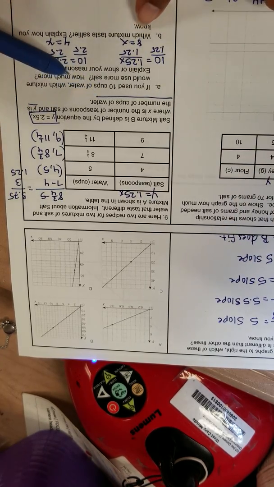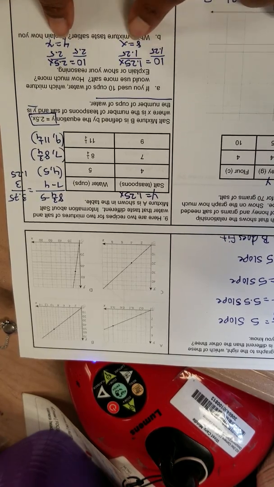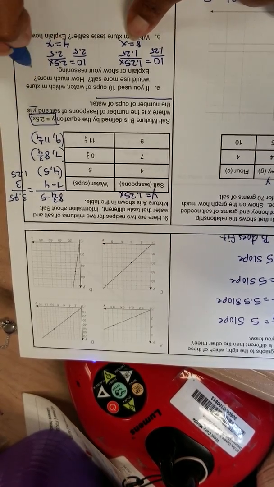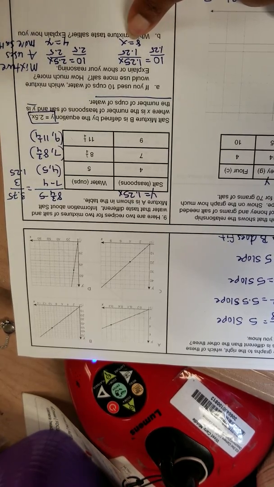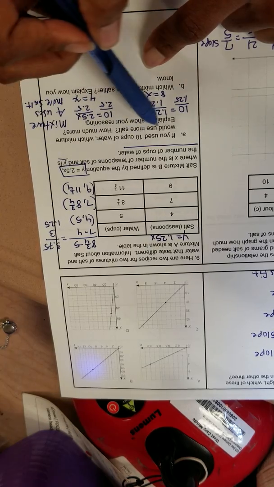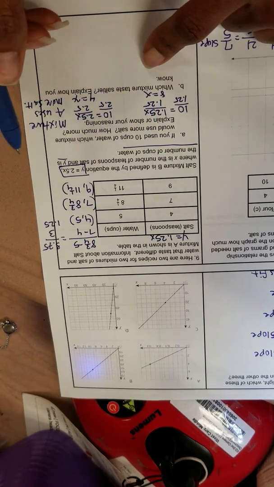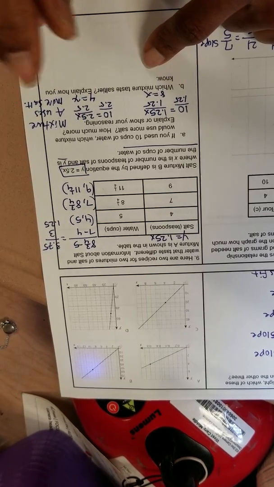So if we use 10 cups of water, which one would use more salt? So here we have 4 teaspoons of salt being used for mixture B and 8 being used for mixture A. So mixture A uses more salt. Mixture A uses more salt because of how we should have done it, in the sense of 10 cups of water was used. So that's our y value. We put 10 in for x and not 10 in for y.